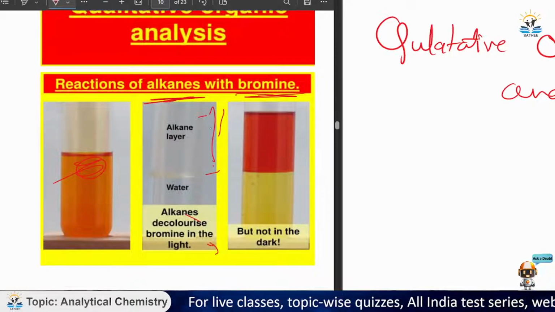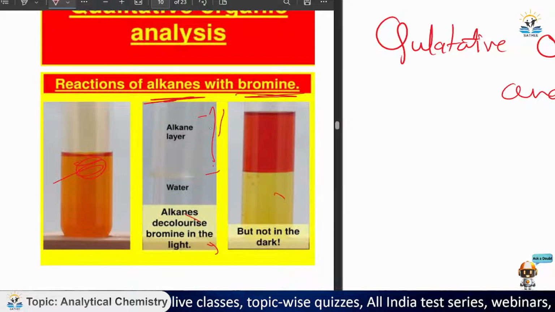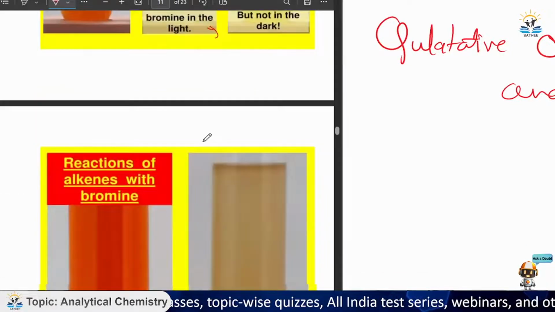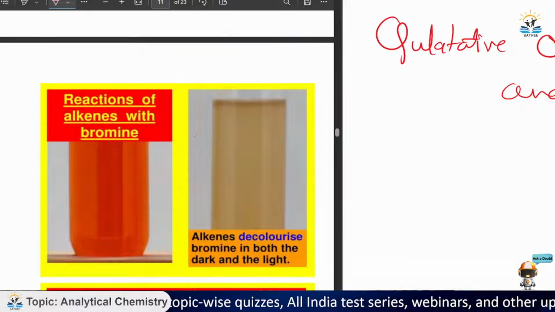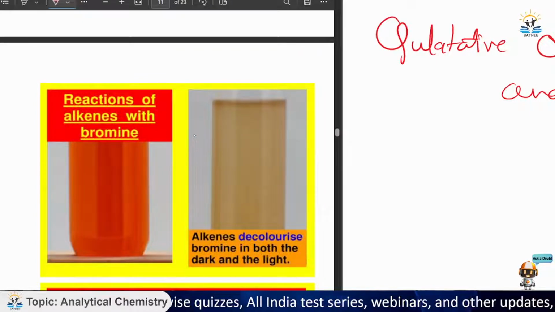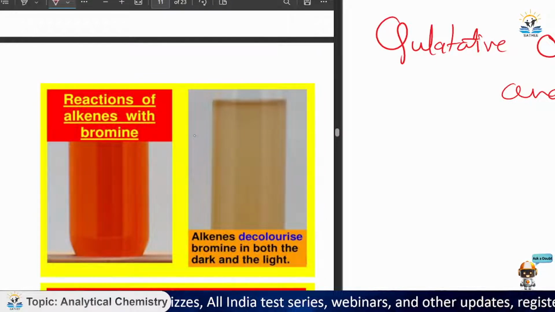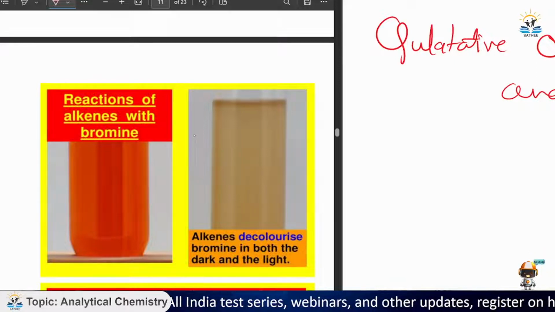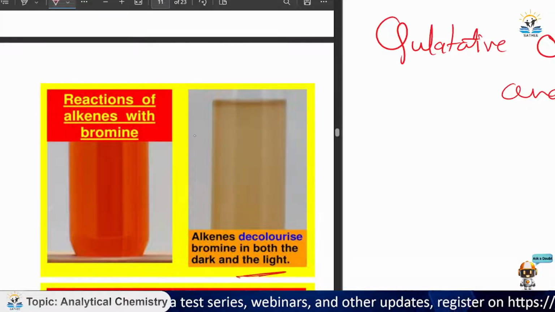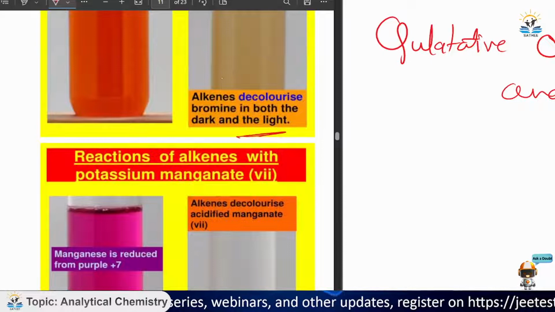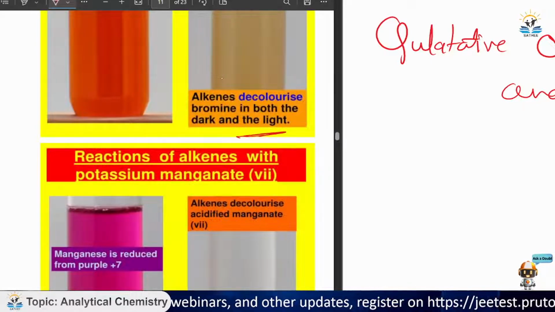The alkane decolorizes bromine in the light. See, this color is there and this color is there, so you can see the test tube changes. Now, reaction of alkenes with bromine: the alkane reacted, but the alkene will decolorize the bromine in both the dark and the light. See here, orange to almost decolored.